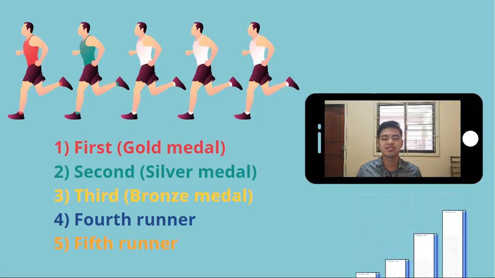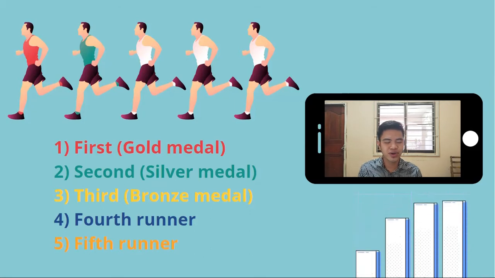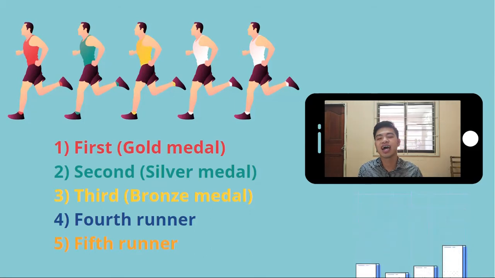And next one is the third. Color the third with yellow. Okay, very good. So now we already have red, green, and yellow.